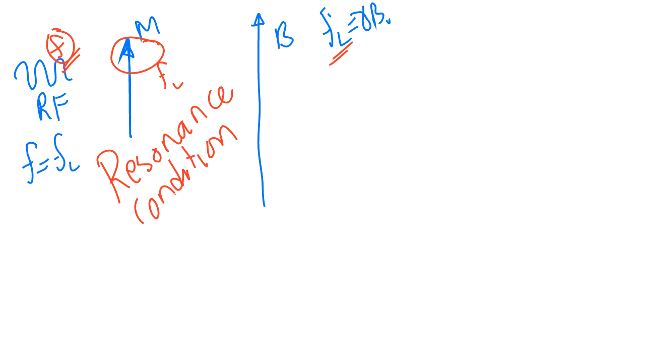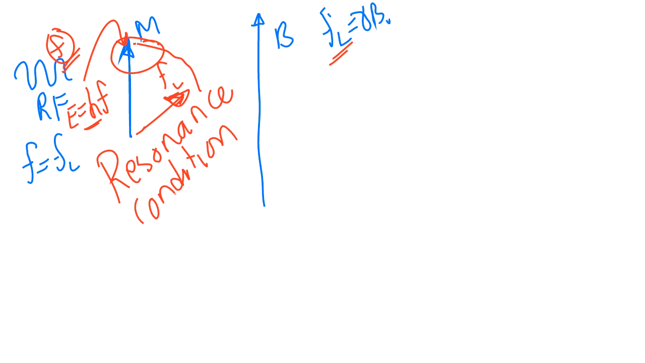What happens in the resonance condition? The energy carried by the RF signal, which is simply equal to hf, can actually be absorbed by the net magnetization. And in doing so, because it's gaining energy, it goes from a lower energy state to a higher energy state. At some higher energy state, it will flip.